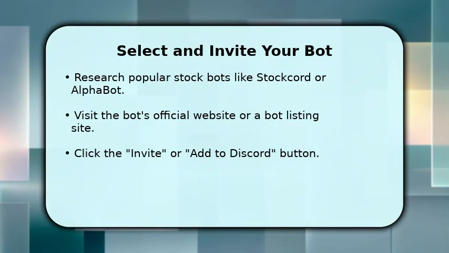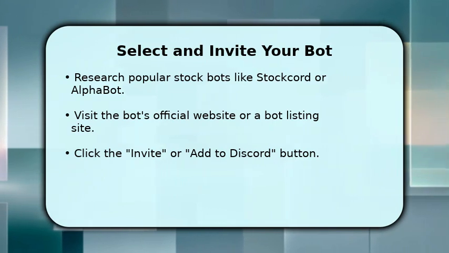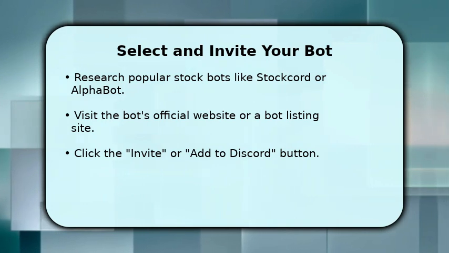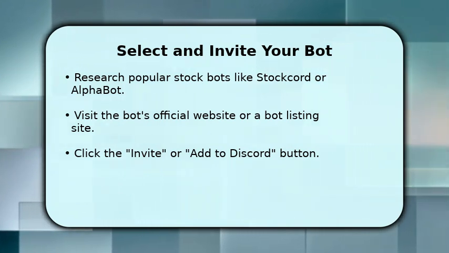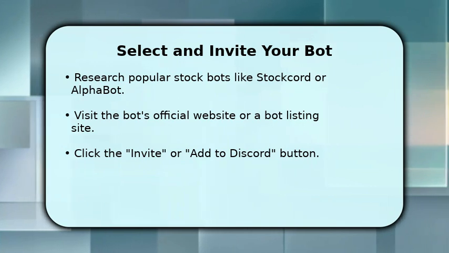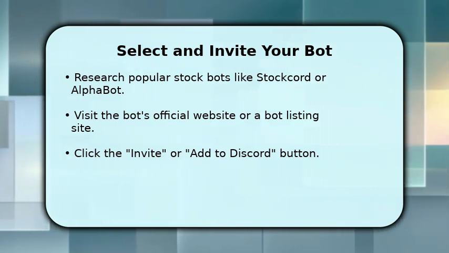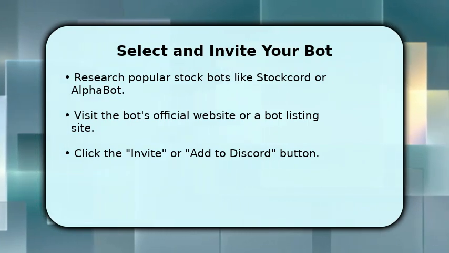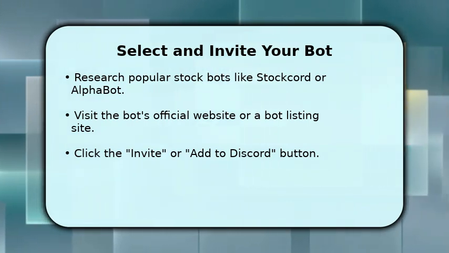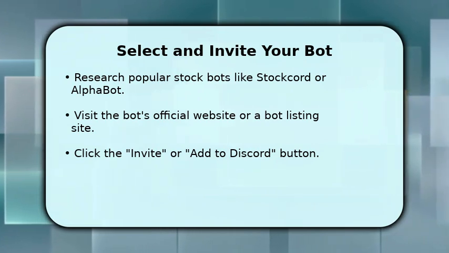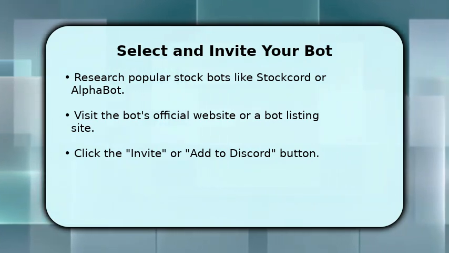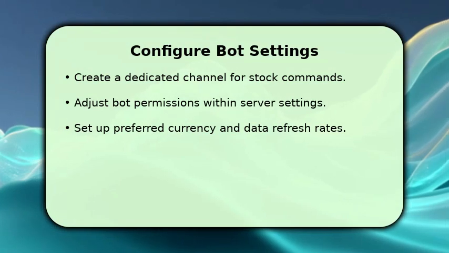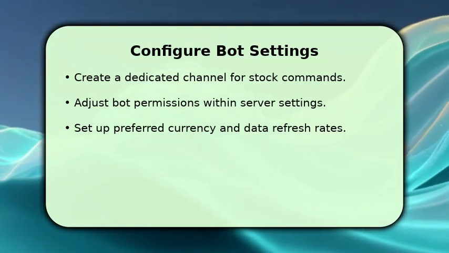To begin, research and select a stock bot that fits your needs. Popular options often include features like real-time data and customizable alerts. Once you've chosen, navigate to its official website or a trusted bot listing platform. Look for an Invite or Add to Discord button. Clicking this will redirect you to Discord, where you'll select your server and grant the necessary permissions for the bot to function correctly. After inviting the bot, it's time to configure its settings.